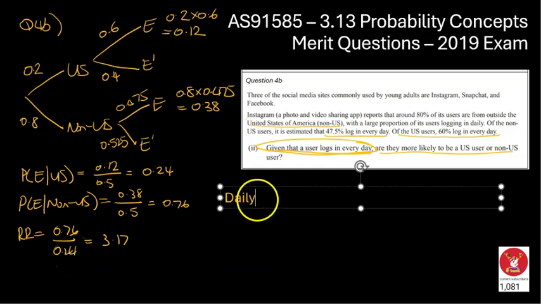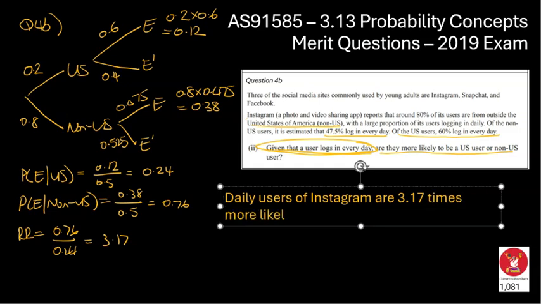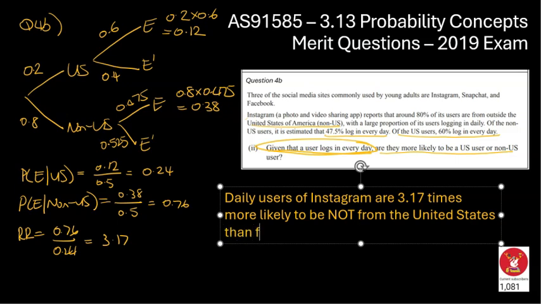So let's go: daily users of Instagram are 3.17 times more likely to be not from the United States than from the United States.